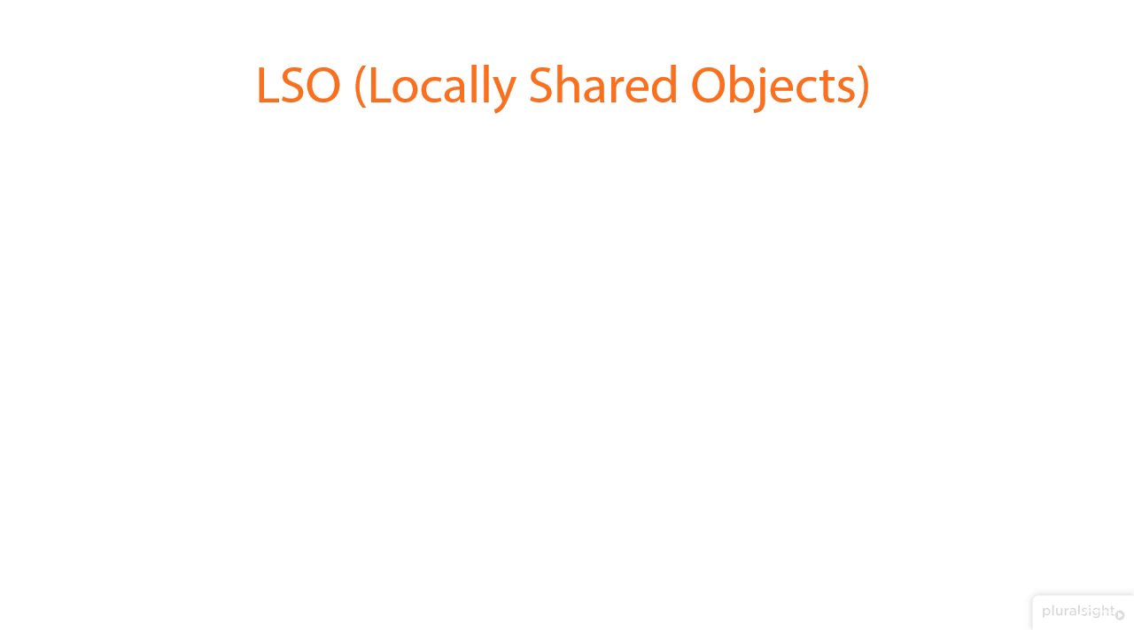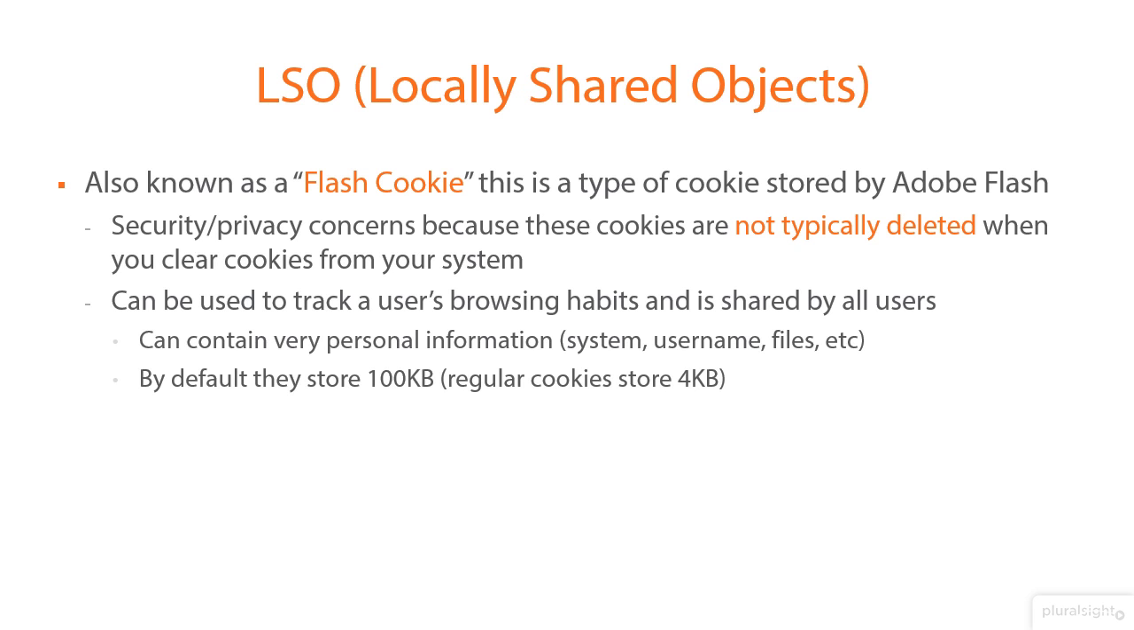Okay, in line with that, we have something referred to as LSOs, or locally shared objects, and these are also known as flash cookies. That's a type of cookie that's stored on your system by Adobe Flash. So it's out there pretty prevalently. And with Adobe Flash, there is a security and a privacy concern because those cookies, those LSOs, locally shared objects or flash cookies, they're not typically deleted when you clear cookies from your system.